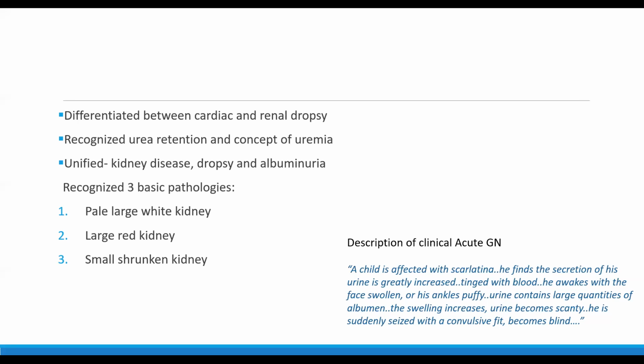This very accurate description of clinical acute glomerular nephritis is found in his work. A child is affected with scarlatina. He finds the secretion of his urine is greatly increased, tinged with blood. He awakes with his face swollen or his ankles puffy. Urine contains large quantities of albumin. The swelling increases. Urine becomes scanty. He is suddenly seized with a convulsive fit, becomes blind, and eventually succumbs.